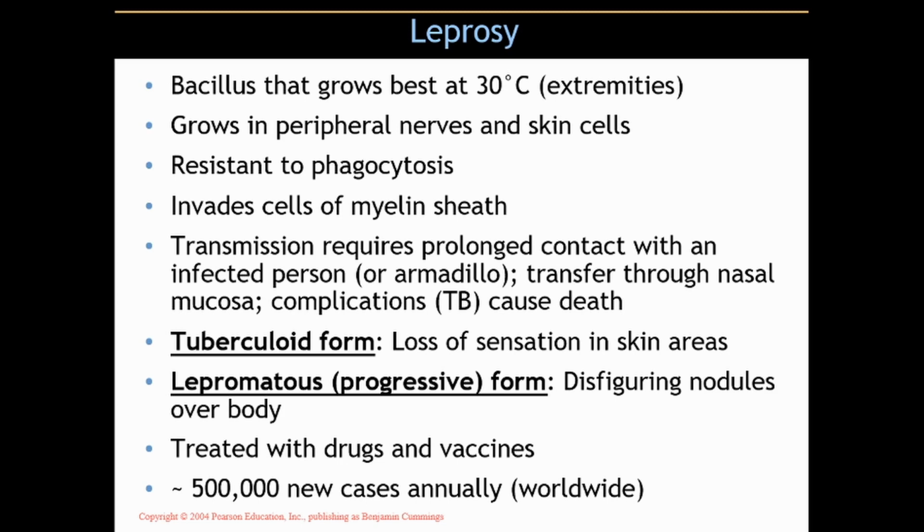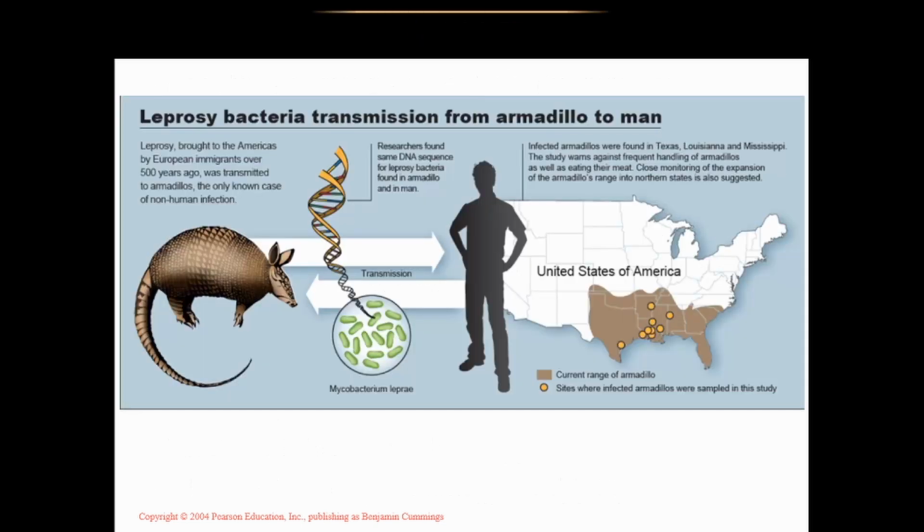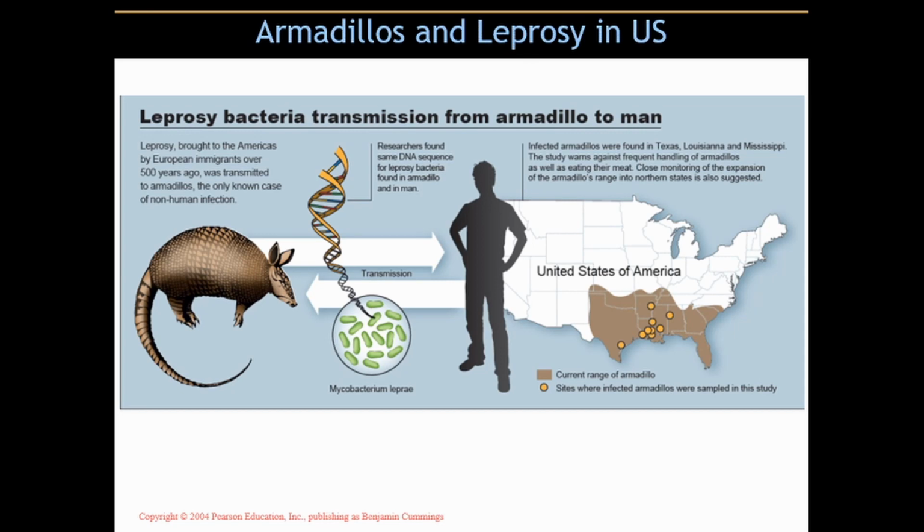However, we have about 500,000 new cases annually because these people just don't have access to proper health care. And so they develop leprosy, and it's a shame that they don't get the treatment because, like I said, the treatment is pretty effective. So what's going on with leprosy and armadillos going to man.